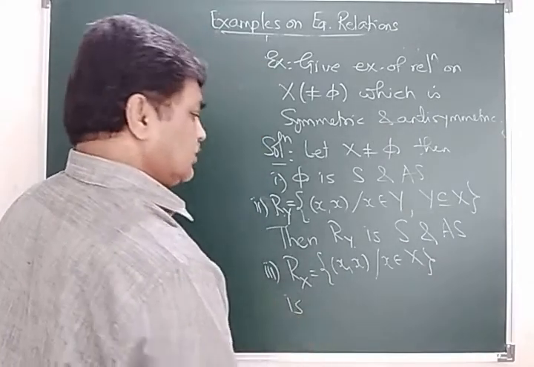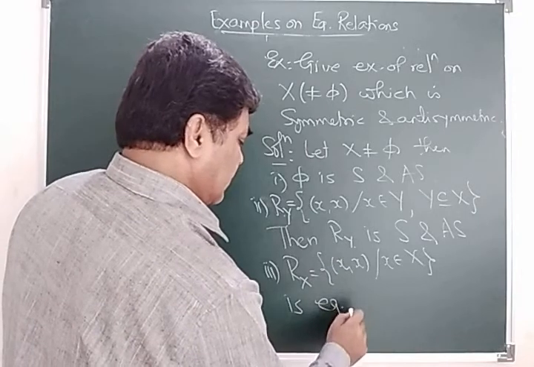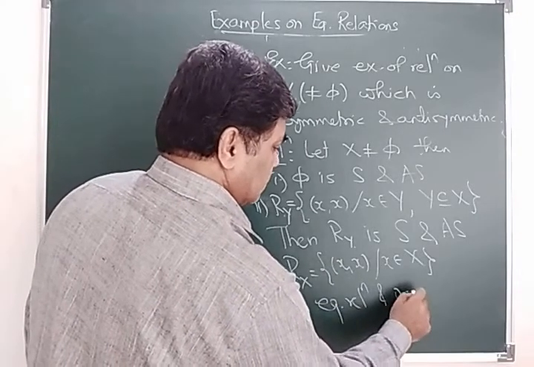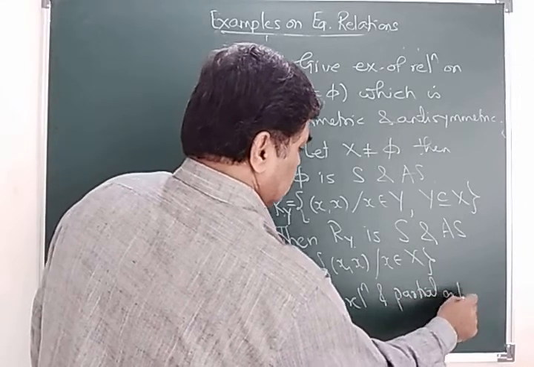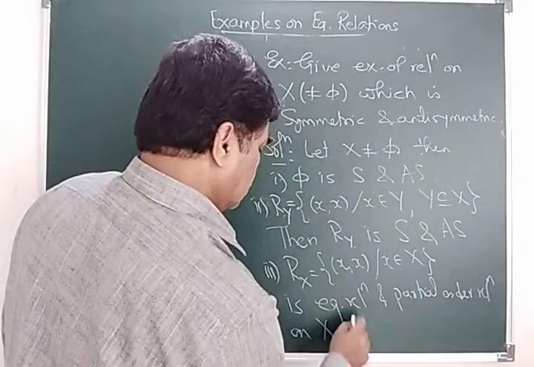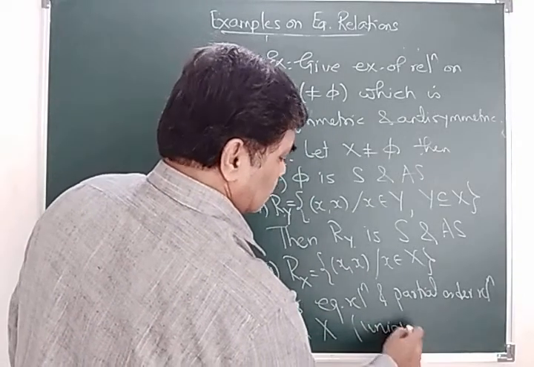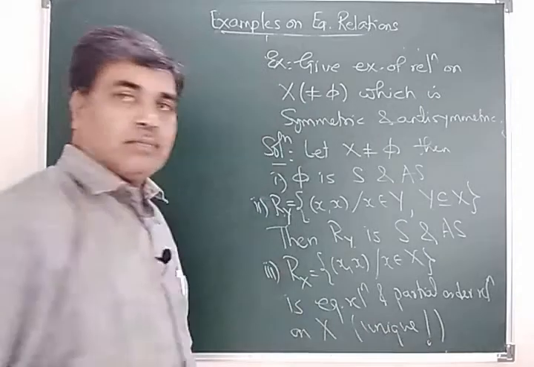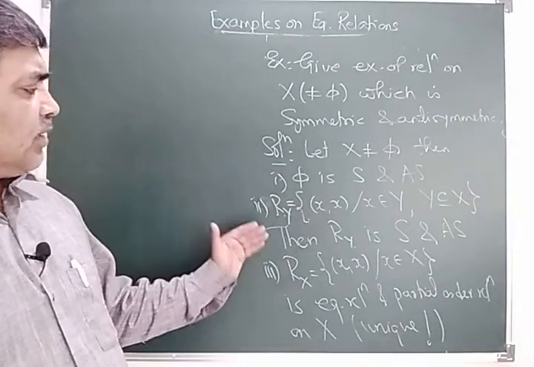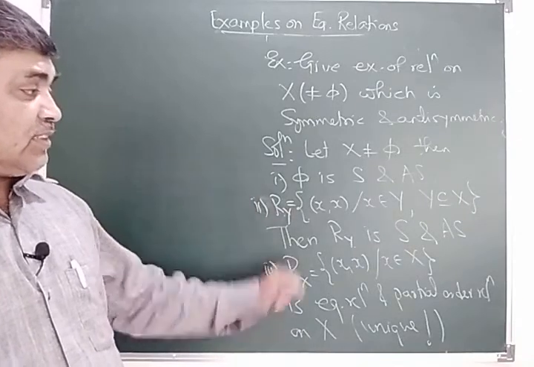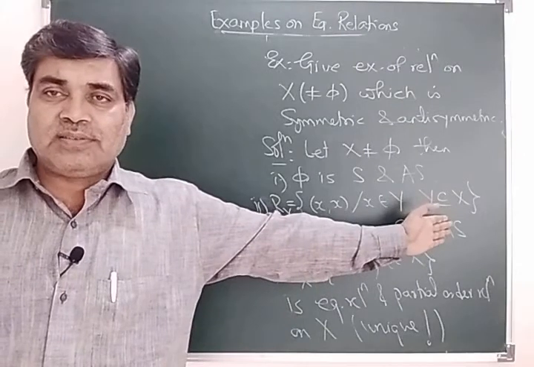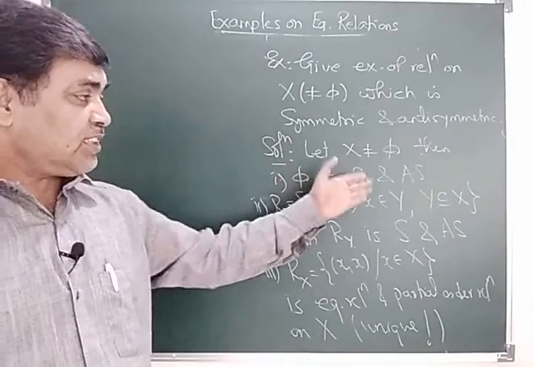is an equivalence relation and partial order relation on X. This is unique. I can give so many examples of relations which are symmetric, antisymmetric, for any subset Y of X. It is possible. Even the empty set is symmetric and antisymmetric.